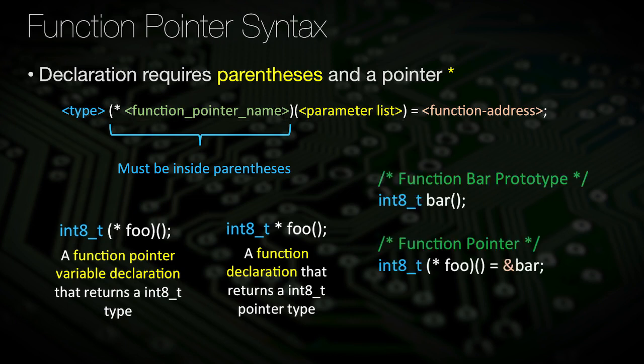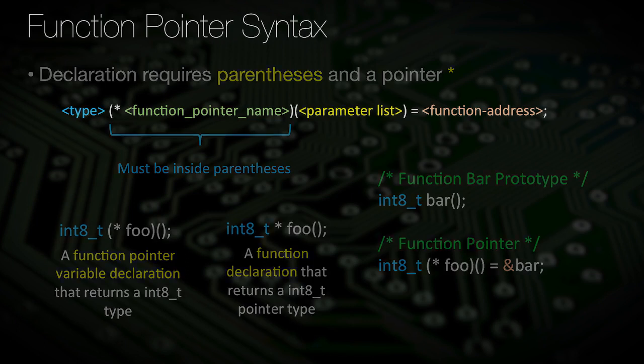The function pointer can be assigned to other function addresses just by setting the function pointer variable equal to other function addresses. You can use the function name or the address-of operator to do this assignment. Function pointers can be declared just like other variables, locally, globally, or even in a structure.